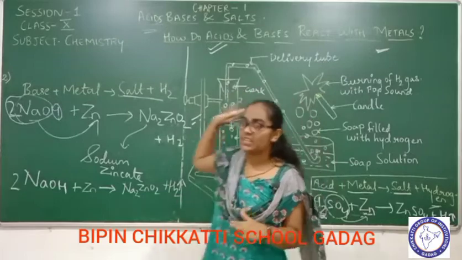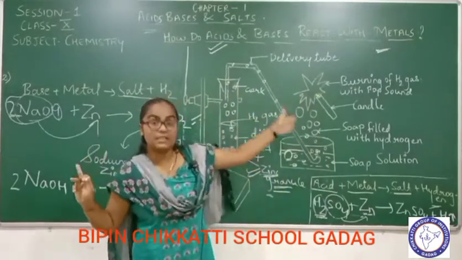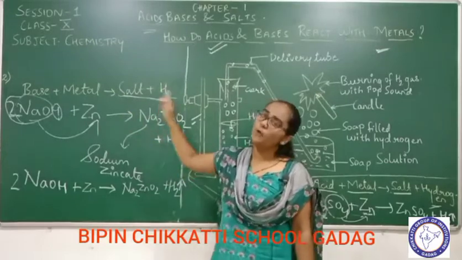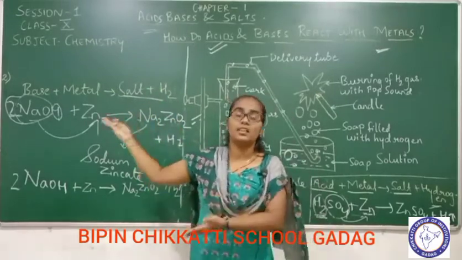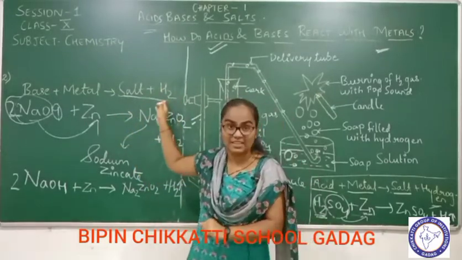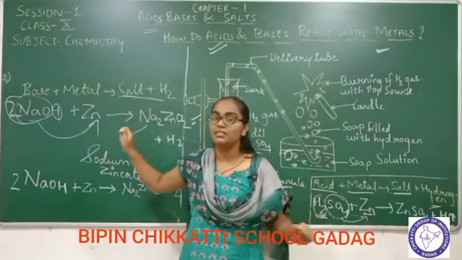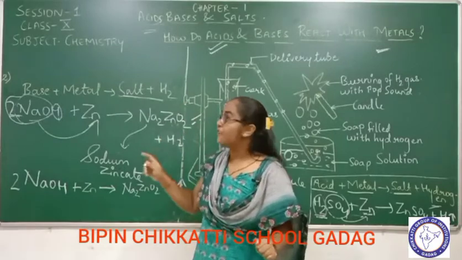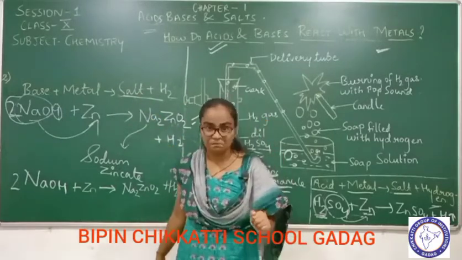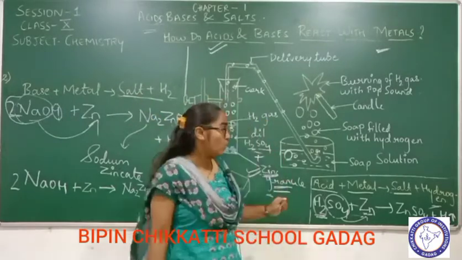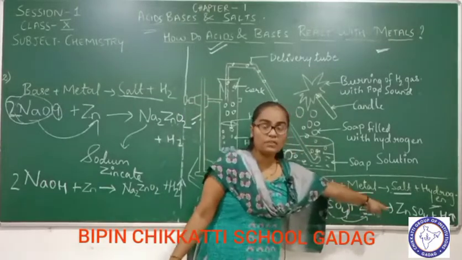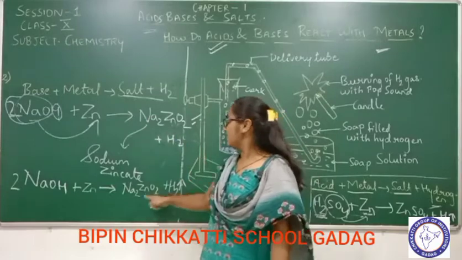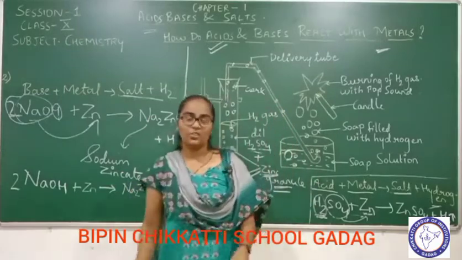Here the base, when reacting with the metal, forms a salt called sodium zincate plus hydrogen gas. So that was a reaction between acid plus metal. This is a reaction between base plus metal, forming the same kind of products: salt plus hydrogen gas. Same products, but the initial reactants are different, therefore the salt will be a little different. There the salt was ZnSO4, which is zinc sulfate. Here the salt is sodium zincate. Okay, thank you.